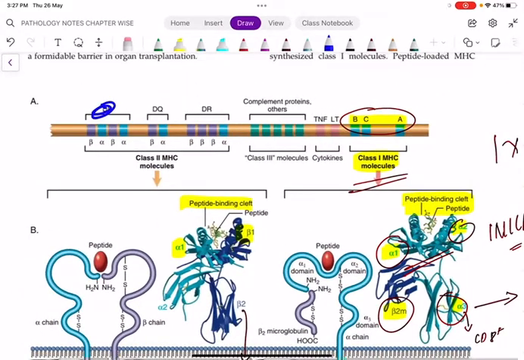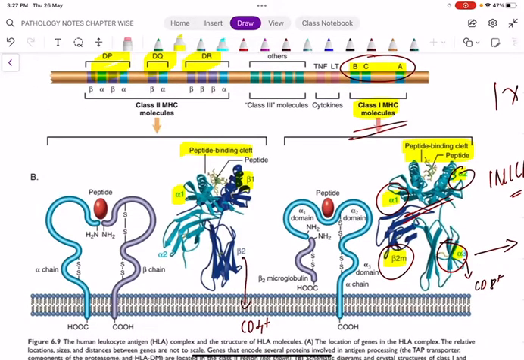They are called DP, DQ and DR. Here we have A, B and C genes. Here we have DP, DQ and DR genes. Fine? And what are the structures? Again, it is a heterodimer and it is polymorphic.